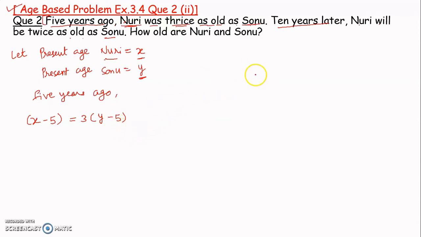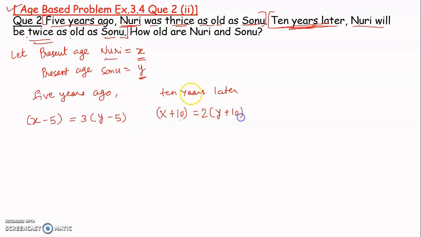And same way, if you take the second condition here, 10 years later, Noori will be twice as old as Sonu. So what will be Noori's age 10 years later? So present age is X. So 10 years later, Noori's age will be X plus 10. So Noori will be twice as old as Sonu. So twice is Sonu's age. So Sonu's age will be Y plus 10, 10 years later, right? So this is how we got the second equation.